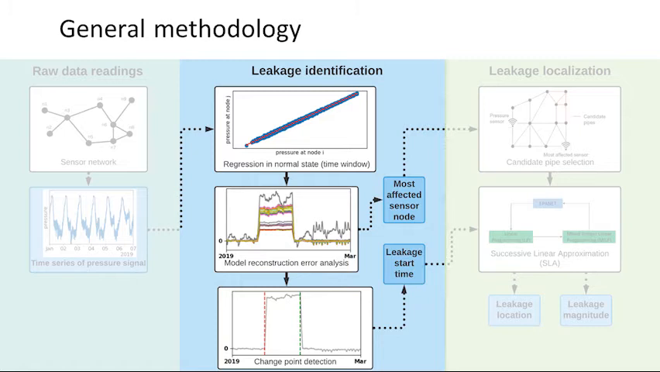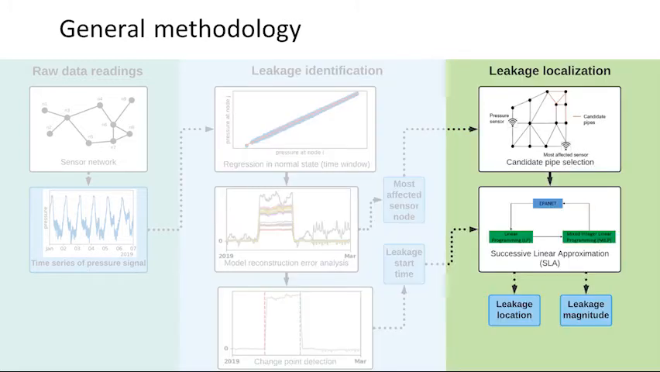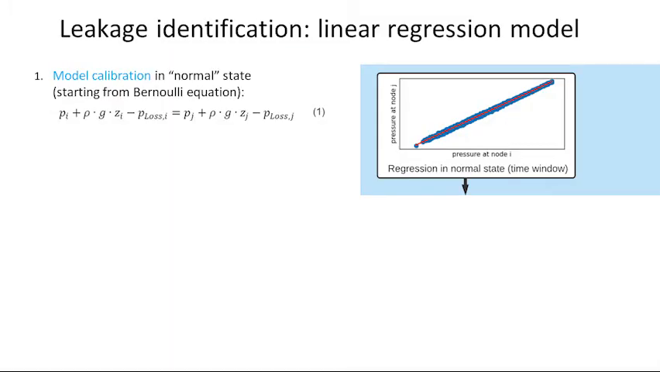From this analysis, we obtain information about the most affected pressure sensor, which is then passed to the leakage localization method. In a further step, the leak start time is determined, which is also passed as information to the localization method. Utilizing the information about the most affected sensor, the localization method provides in a first step the selection of several candidate pipes for the leak location. From these candidate pipes, the final location and magnitude of the leak is then calculated by successive linear approximation. Now let's step into the details of each individual part.